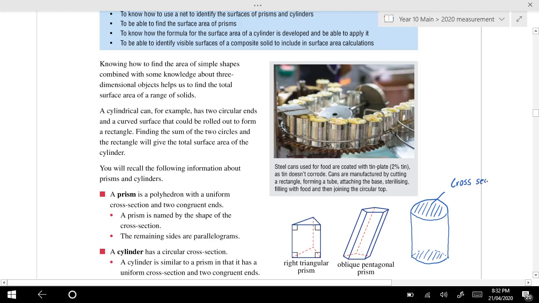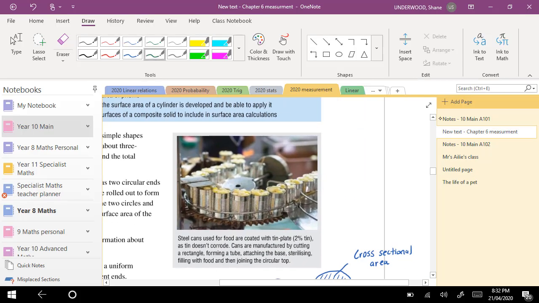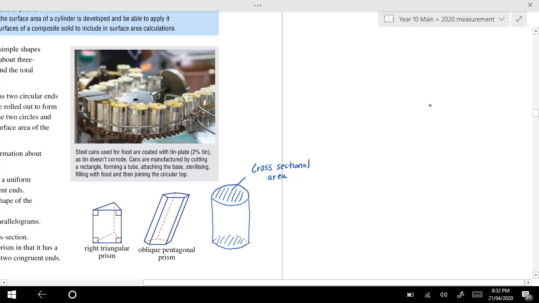Now you're probably wondering, how do I know what the cross-sectional area is? Because a lot of these prisms have various shapes. Well, if I was to cut this into even slices, which way would I cut it? Basically, I have to cut it this way. So that means this area here, this circle, is the cross-sectional area of the cylinder. If I was to try and cut it into these pieces, they're not going to be even slices, are they?